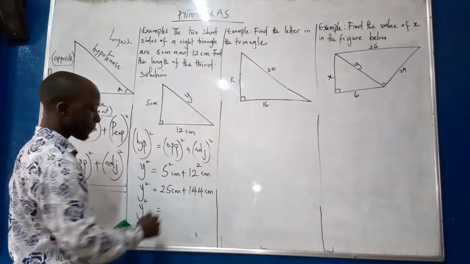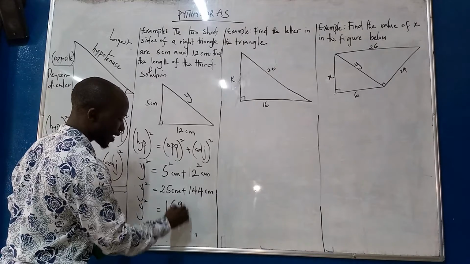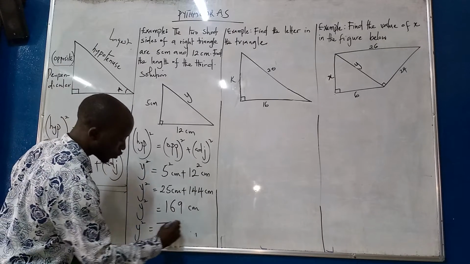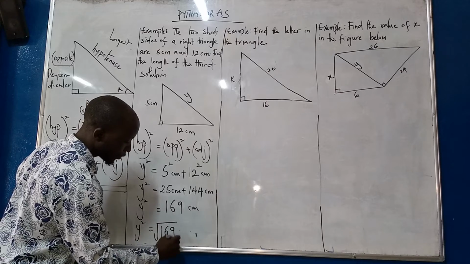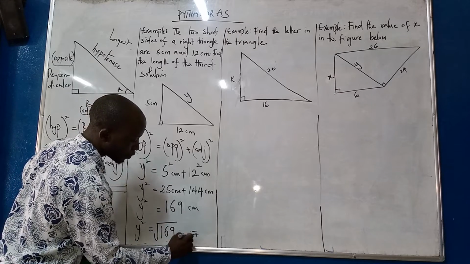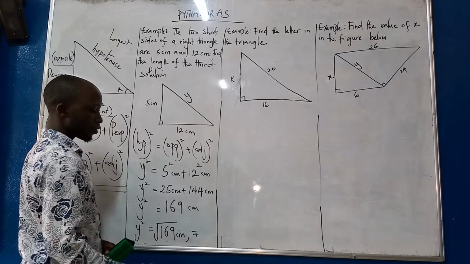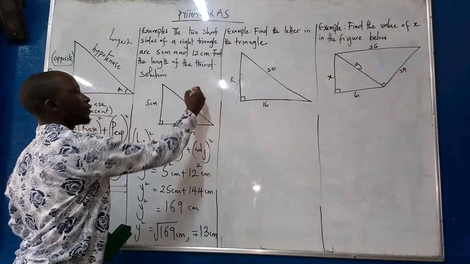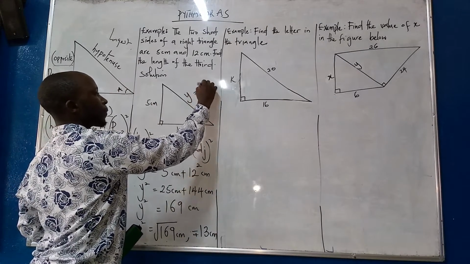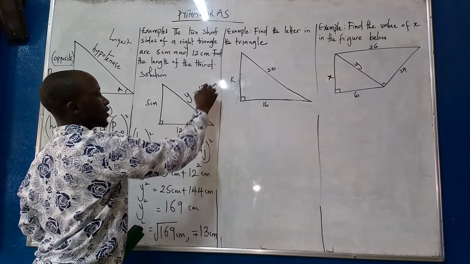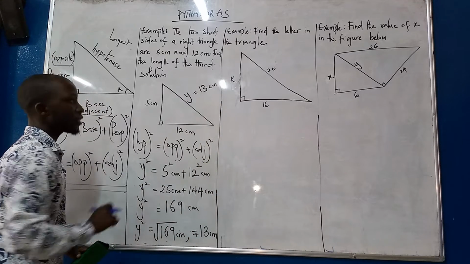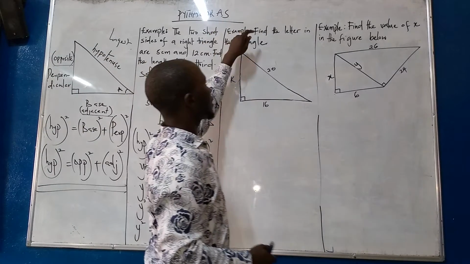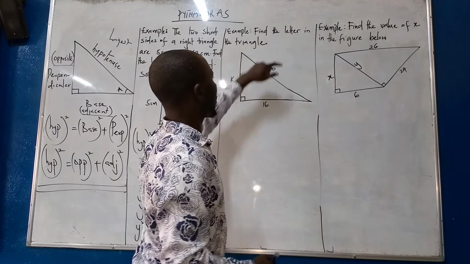That will give us 169. Therefore, y equals the square root of 169. And what will the square root of 169 give us? The square root of 169 equals 13 centimeters. Therefore, the longest side is 13 centimeters. That is for that. Now, we have to look at another example.